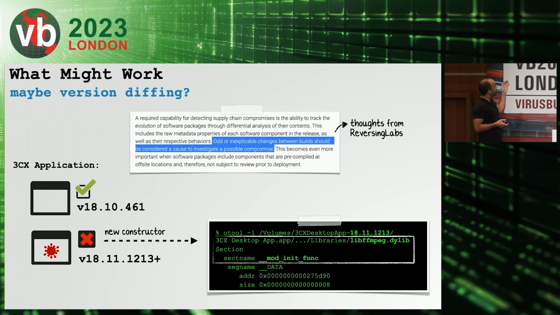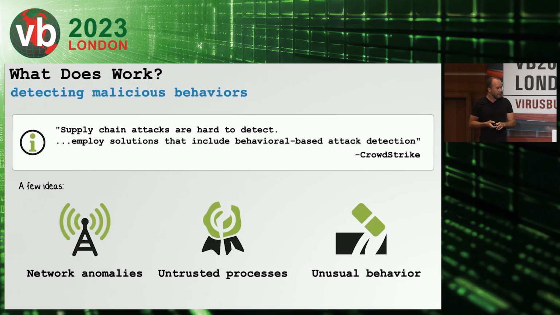So for example, if you diffed a clean version of the macOS installer versus one that had been impacted by the attack, you would see, for example, a new constructor had been added to a dynamic library. Okay, that is maybe not the strongest indicator of compromise, but that might be a reddish flag that says, okay, we should take a closer look into this. So diffing might be one way to detect supply chain attacks.